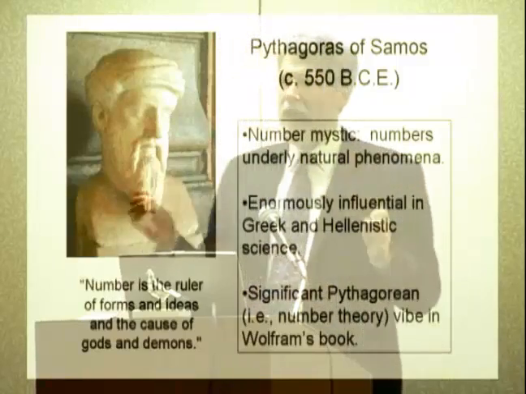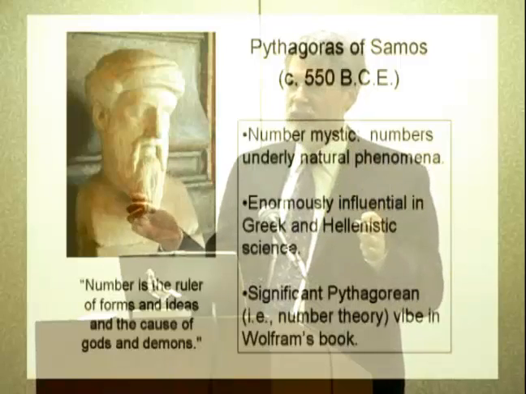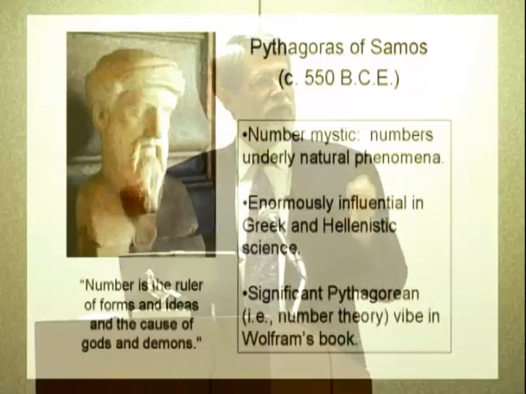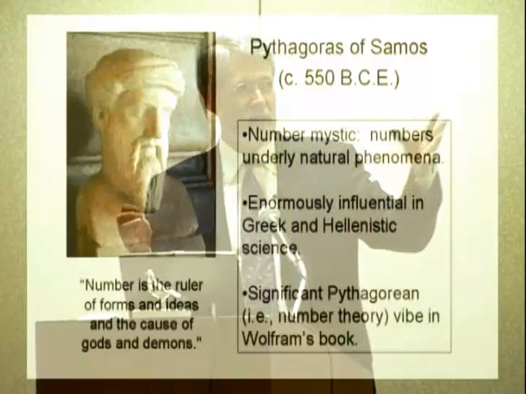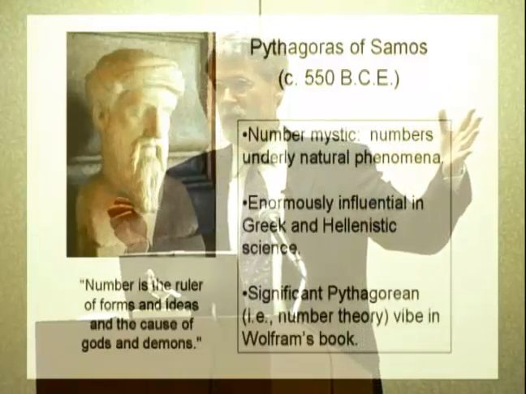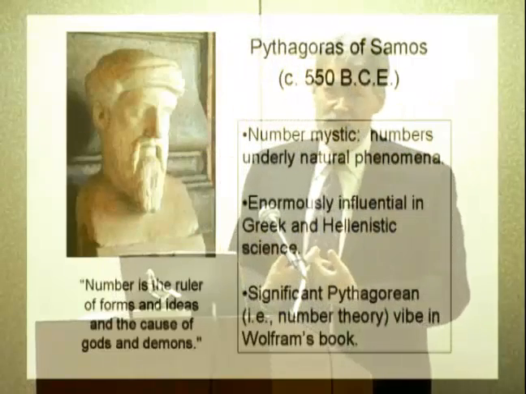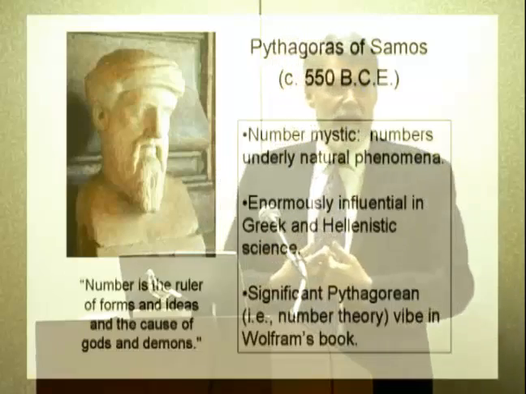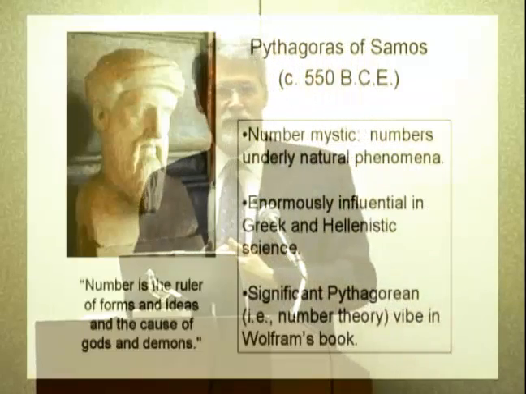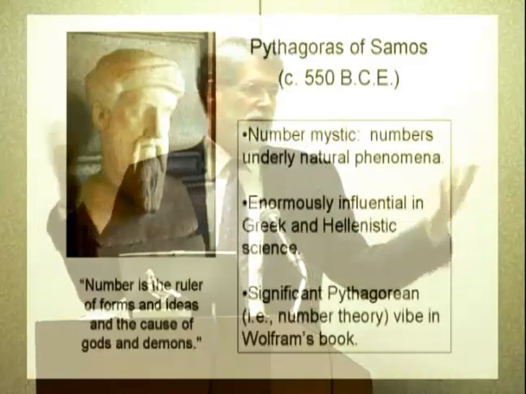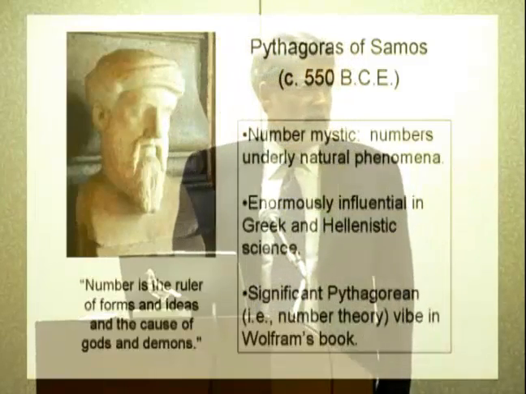But there's another vein, I think, that's really interesting in this book, and that is a number theoretic vein. I say number mysticism. I put Pythagoras up here because we know that, although we don't know that much about Pythagoras, the Pythagoreans were number mystics and thought that numbers really had a special relationship to the natural world. And this was an influential point of view, as we know, in later science.